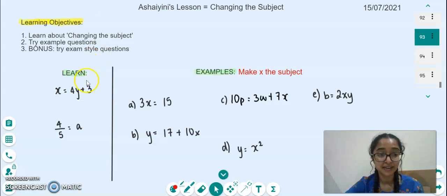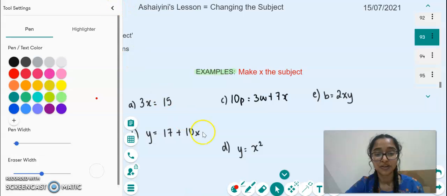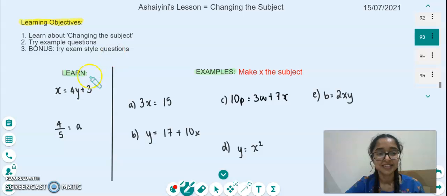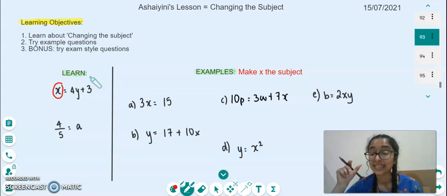Now, if you can see here, x equals 4y plus 3. So I've written an equation. In this equation, x is the subject. So I'm just going to write that out for you there. So here, x is the subject. Now the reason why x is the subject is because x is equal to an expression. In this example, the expression is 4y plus 3.